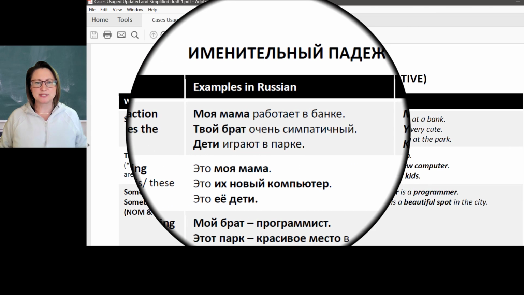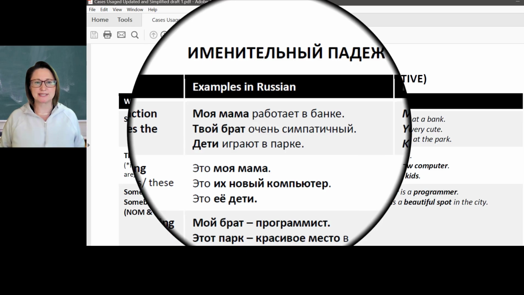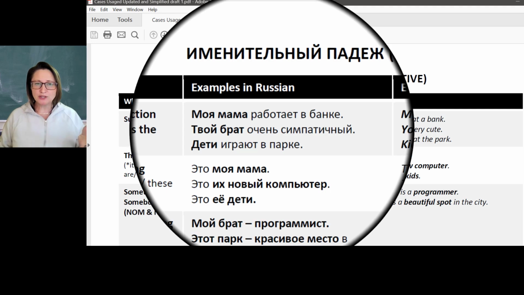And here are the examples in Russian. Мама работает в банке. My mom works at a bank. Who works at a bank? My mom does, so she's the subject. Your brother is very cute is твой брат очень симпатичный. Now here you can criticize me for including this sentence, because in Russian there is no action verb. You have твой брат, your brother, очень симпатичный, very cute. There is no action verb.